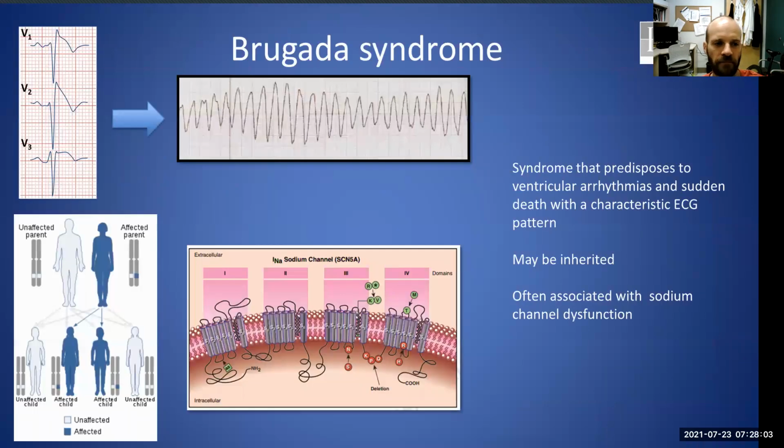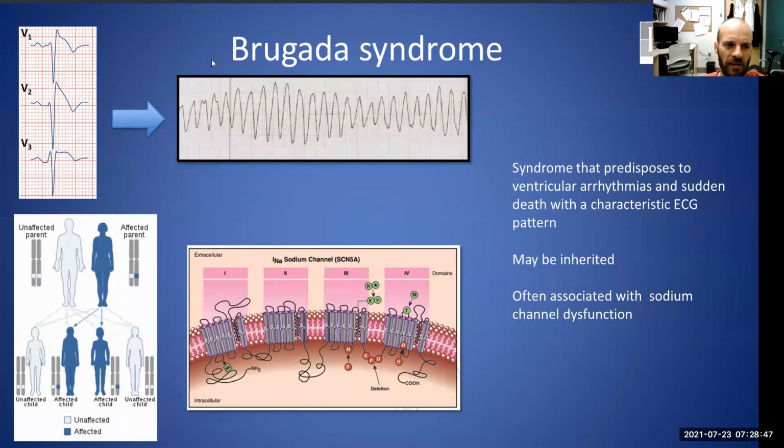Brugada syndrome is a syndrome that predisposes to dangerous abnormal heart rhythms like this, where we've got polymorphic VT, torsade de pointes going on here. And it's associated with a characteristic ECG pattern, and it's that characteristic ECG pattern that we're going to be looking at. It may be inherited. It can be passed from parents down to children, and it's often, but not always, associated with problems with the way that heart cells bring sodium into the cells. These sodium channels are often dysfunctional in patients with Brugada syndrome.